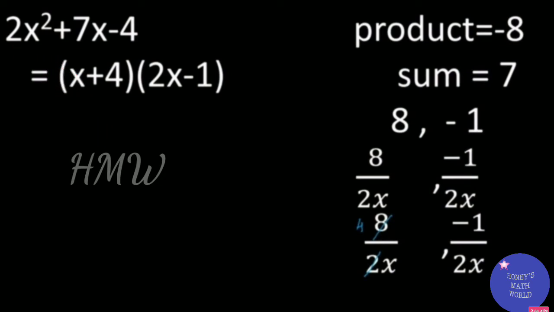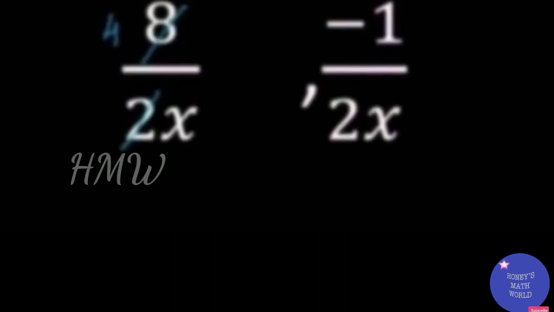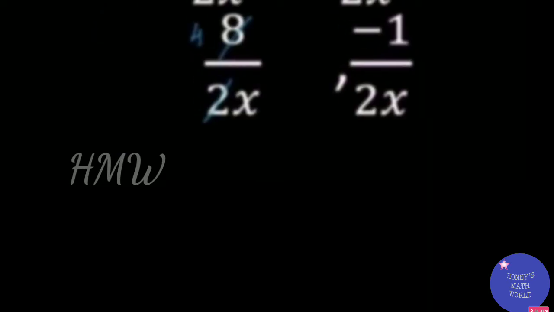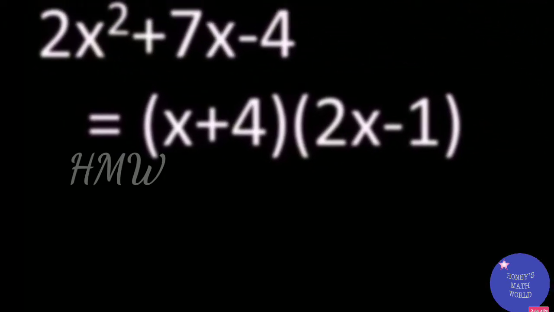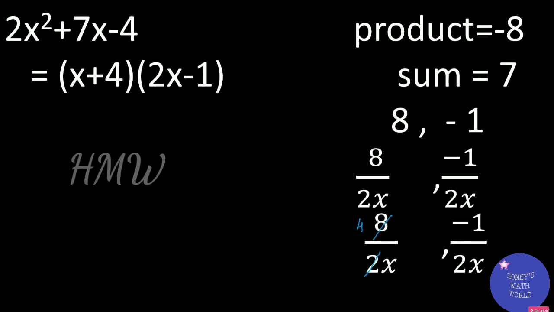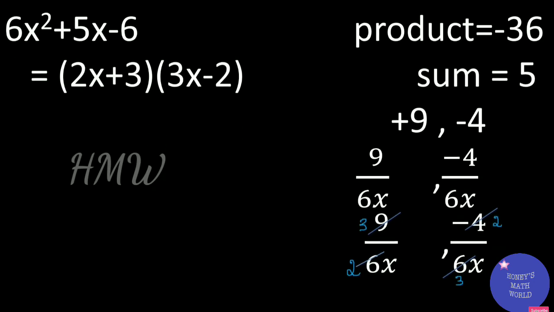Put 2 and put 1x next to that. Similarly, below minus 1, put 2 and x. So 2 is the a. Okay, a is 2. Now cancel the terms 2 and 8. 2 goes 4 times. So you get x plus 4 and 2x minus 1. This is so simple. So the factors are x plus 4 and 2x minus 1.